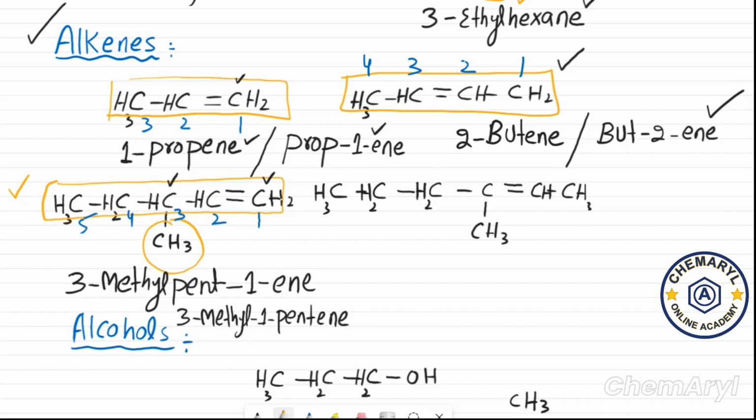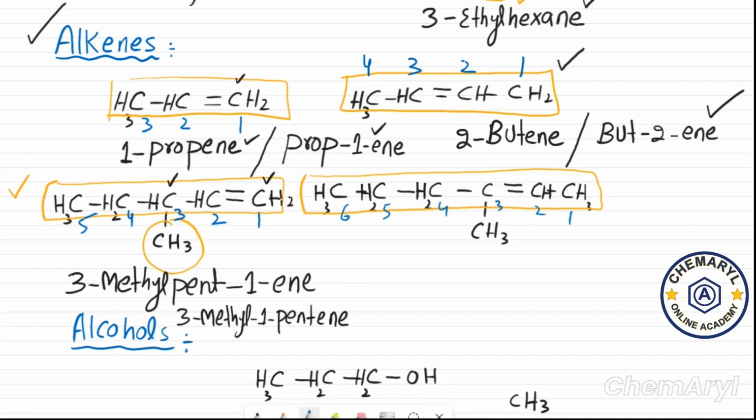For the next example, first of all you have to write the longest continuous chain. I think this one is the longest continuous carbon chain because it has the functional group. Then start numbering from that end which is near to the functional group. It is obvious. Write numbering from this end: 1, 2, 3, 4, 5 and 6.